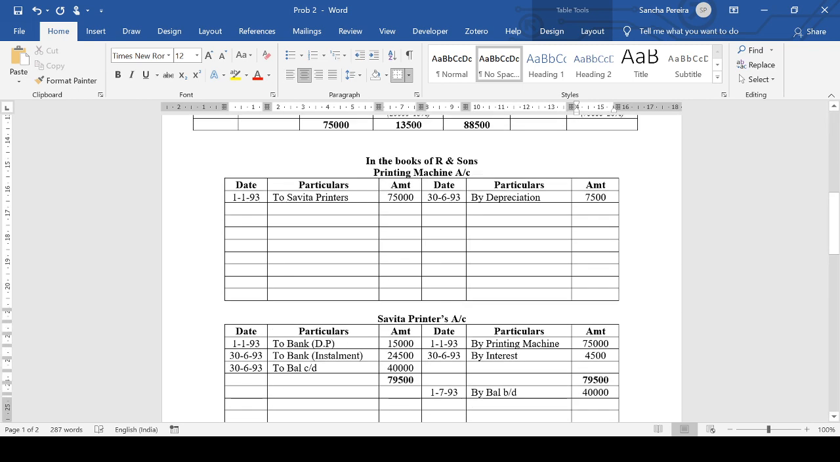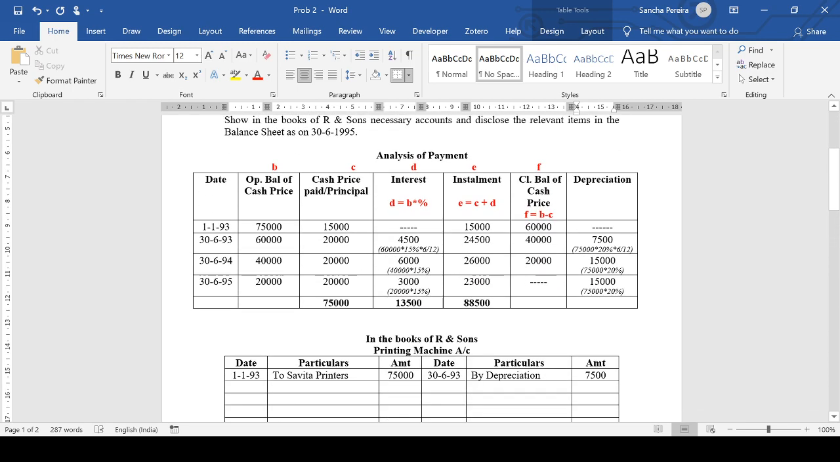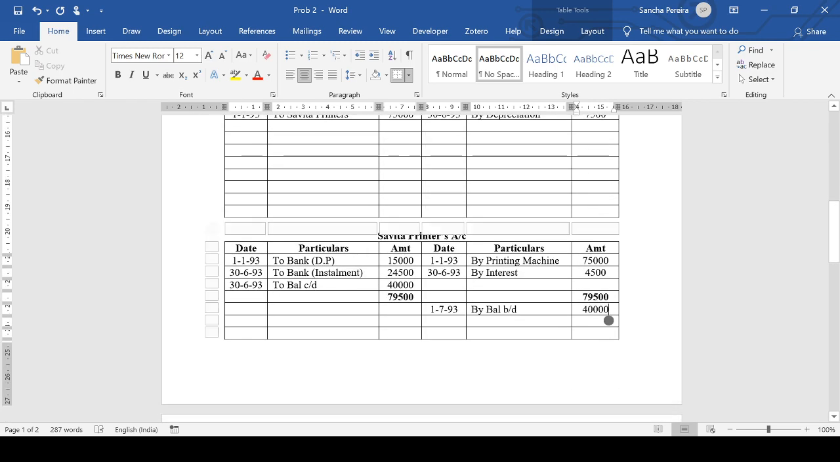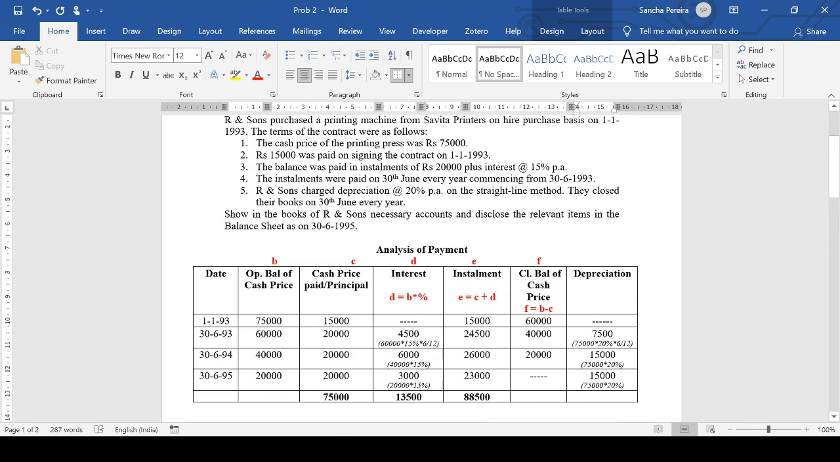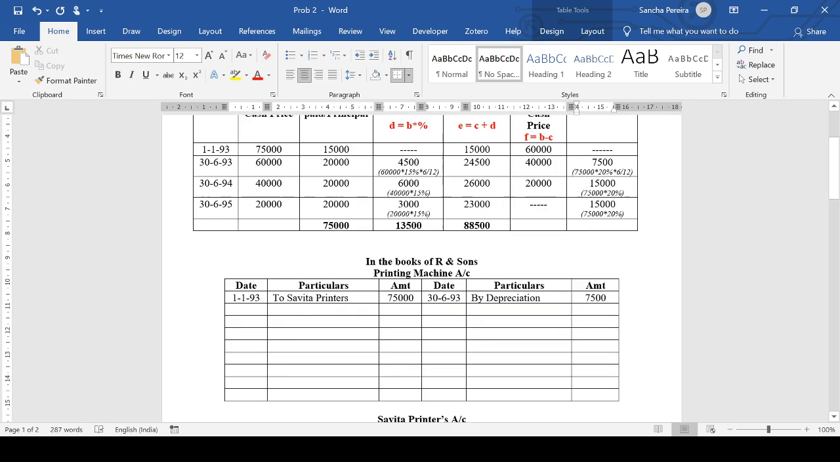Let's see if we are correct. 30th June 94 is the end of the year. The opening balance of the cash price at the beginning of that year, which is 1st July 1993, is 40,000. So we are correct.